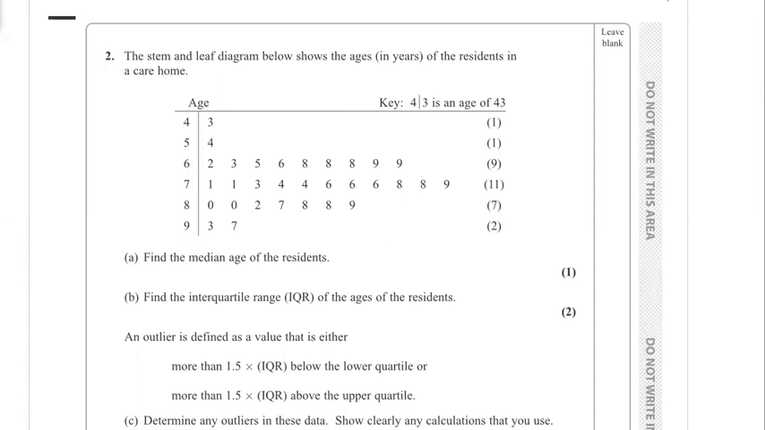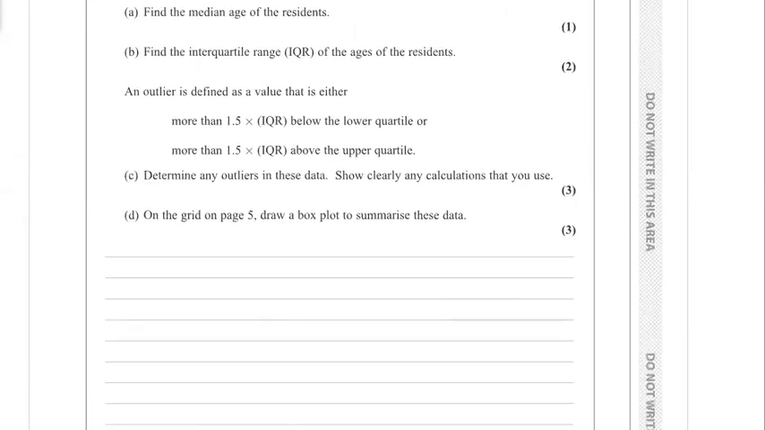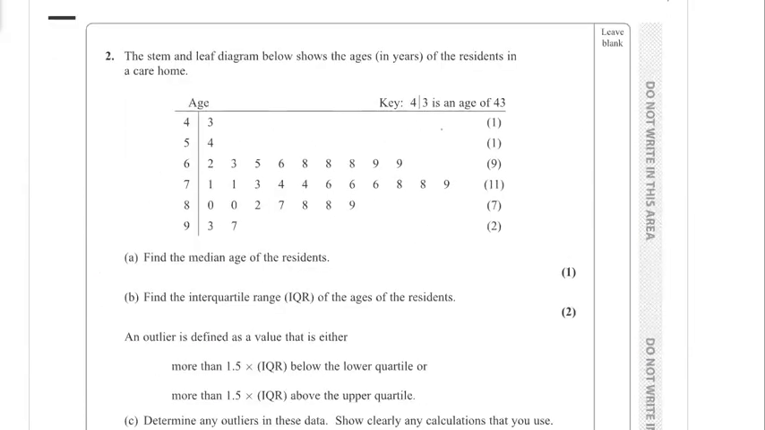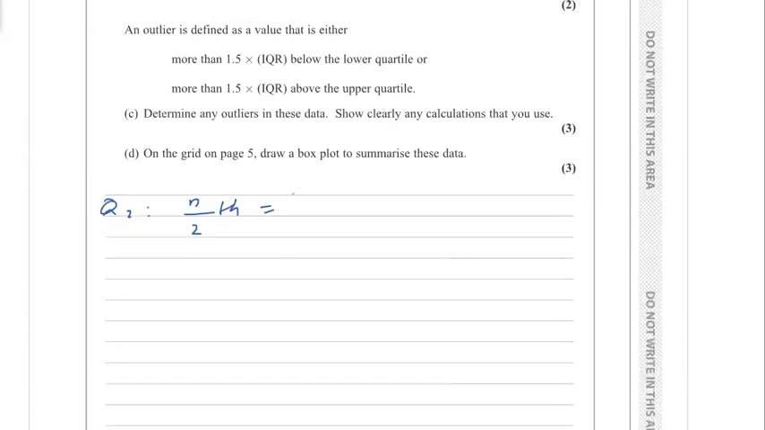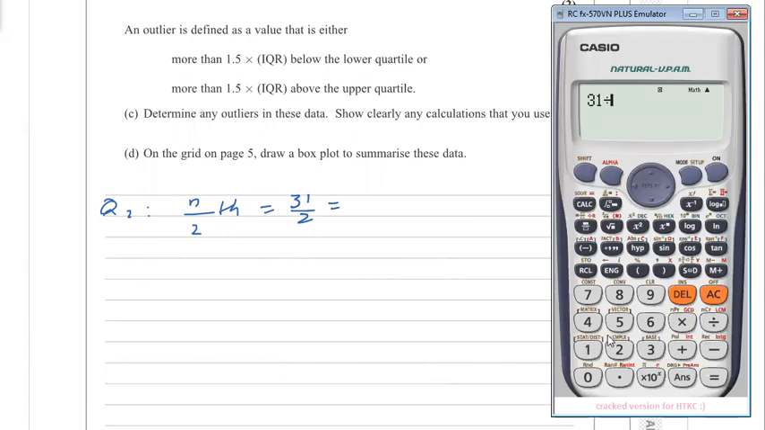Now we need to find the median age of the residents. Median age means Q2. So how will we find Q2, the median age? It will be n over 2. N means the total number of values, which we will divide by 2. That value will be the median value. Now, what is the total number of values in this case? If we count, it will be 1, 2, 11, 22, 29, 31. So the total number of values is 31. So I will do 31 over 2. If I divide 31 by 2, we will get 15.5.